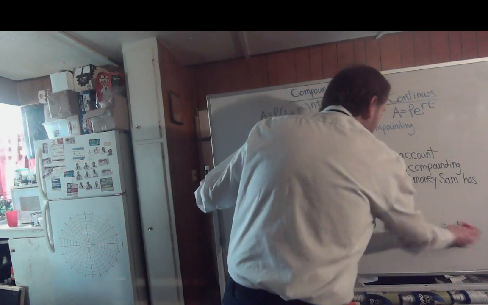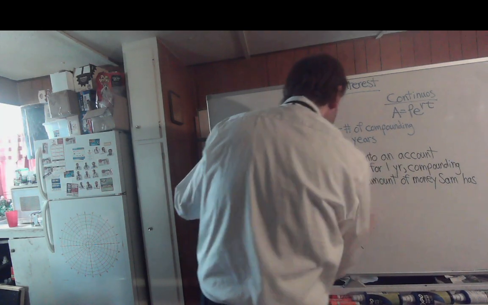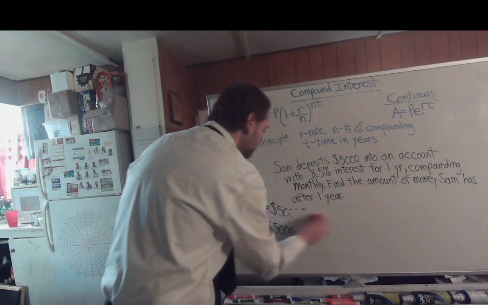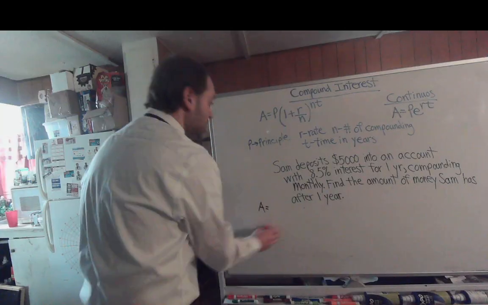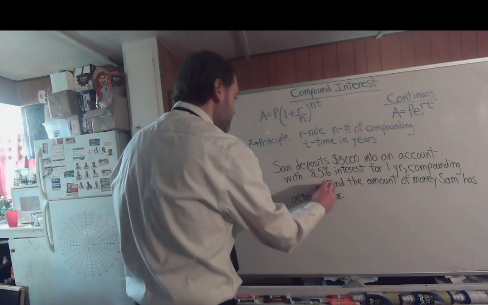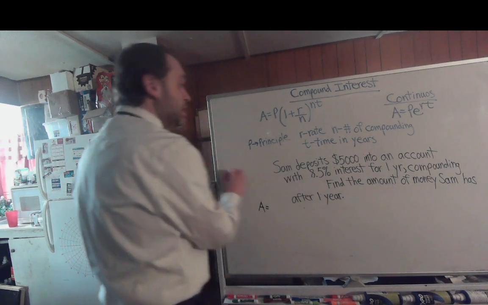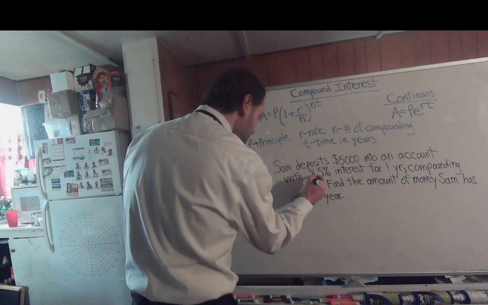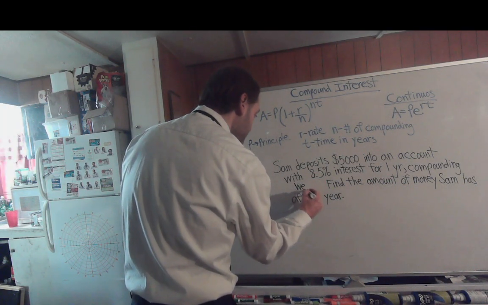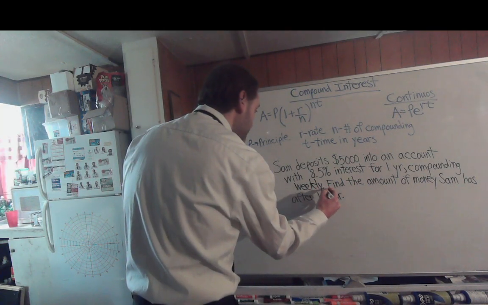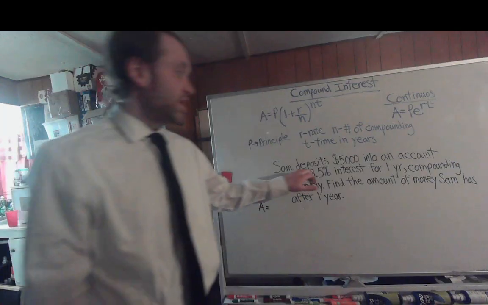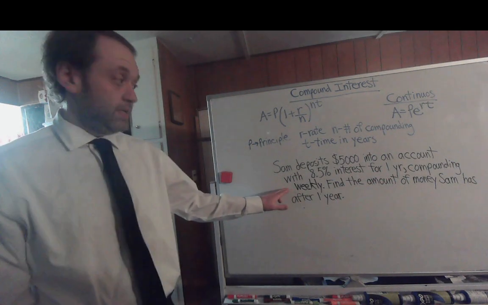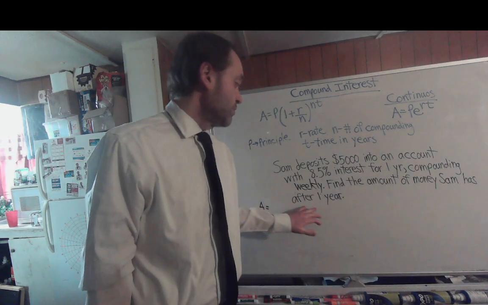All right. Let's change this again, the number of compoundings. This time, the interest will compound weekly. So we have weekly compounding interest. So Sam deposits $5,000 into an account with 8.5% interest for 1 year, compounding weekly. Find the amount of money Sam has after 1 year.